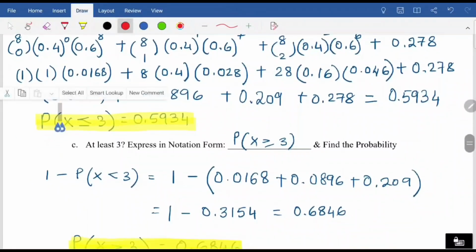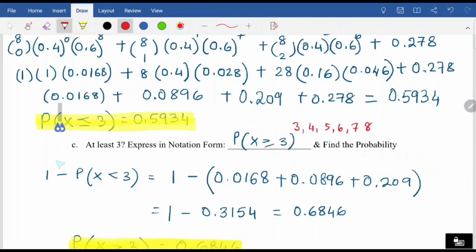Now, for C, at least 3, that means probability of x greater or equal to 3. At least means 3 is the lowest value, and everything higher than that. So that would include 3, 4, 5, 6, 7, 8. That's a lot of probabilities you have to calculate and then sum them up. So what I've done here is I've used the complementation rule. So this is where the complementation rule comes in handy. It really reduces your workload, the calculations.